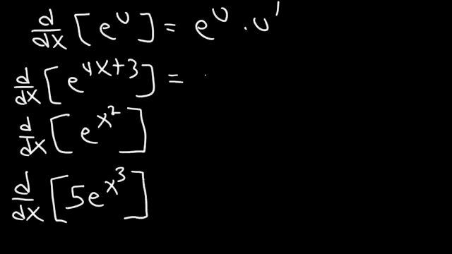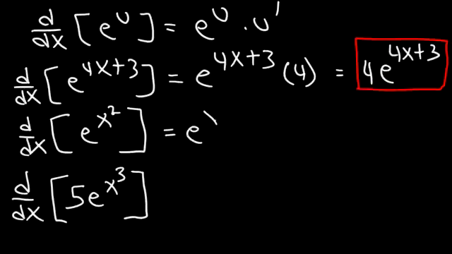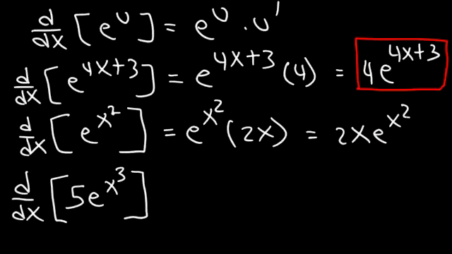So for the first one, it's going to be the same thing, e to the 4x plus 3, and then times the derivative of 4x plus 3, which is just 4. So it's 4e to the 4x plus 3. Now for the second one, it's going to be the same thing, e to the x squared times the derivative of x squared, which is 2x. And so it's 2x e to the x squared.